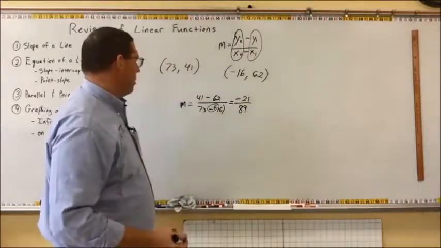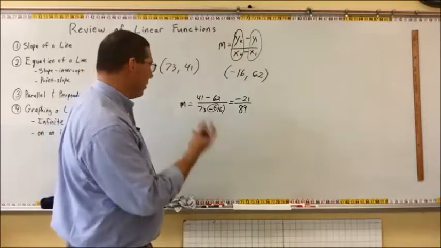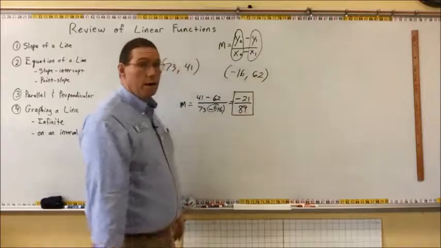And so let's see here. 3 won't go into that. 7 won't go into that. So I guess we're good. Okay, so our slope here is going to be negative 21 over 89.